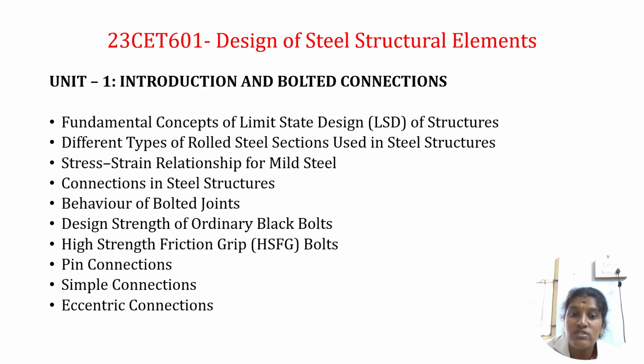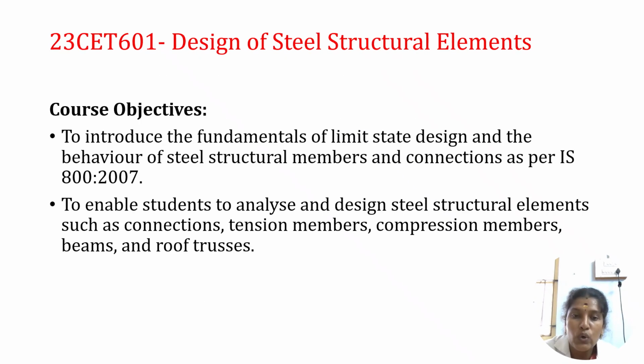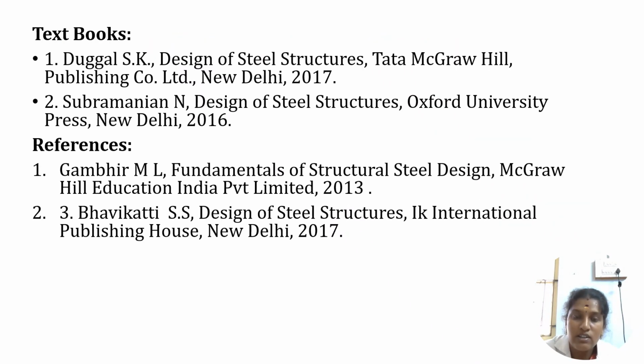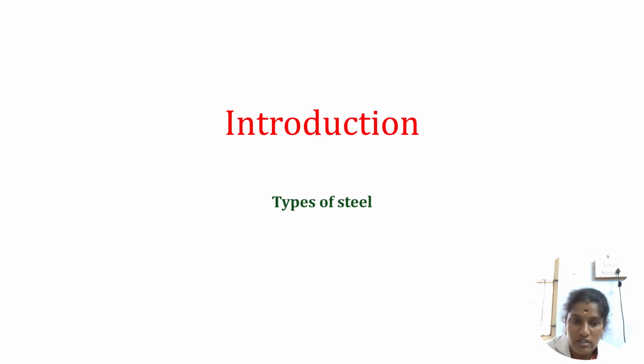Different types of rolled steel sections used in the design of steel structural elements, and the stress-strain curves for the mild steel section. Finally, the connections, different types of bolted joints and different types of joints, and finally the eccentric connections. So this is the course objective of the design of steel structural elements, and these are all the textbooks and reference books followed for this subject.